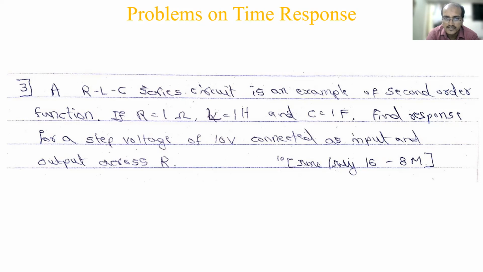1 minus e to the power minus zeta omega n t by square root of 1 minus zeta square, sin of omega d t plus theta. So you have to calculate from zeta only. You require zeta, omega n, omega d, theta. To find out zeta and omega n, what do you require? A closed loop transfer function you require.